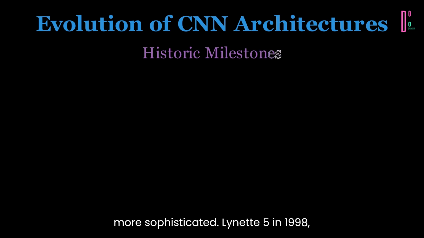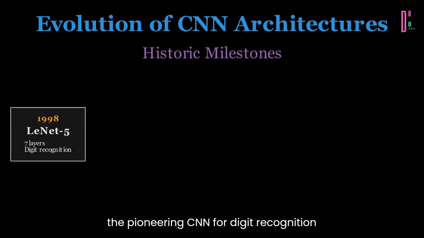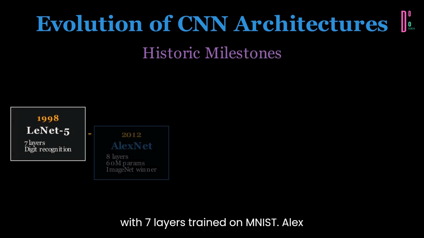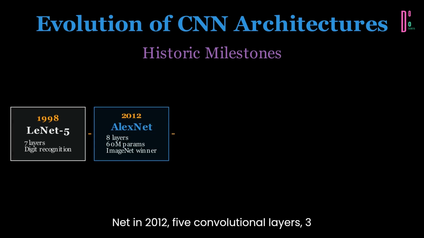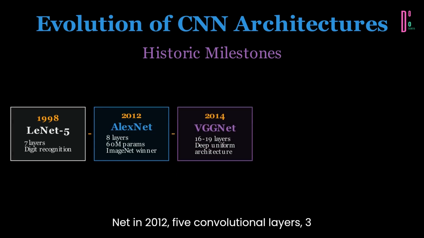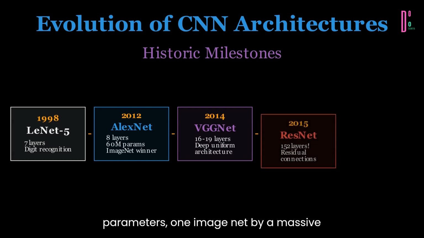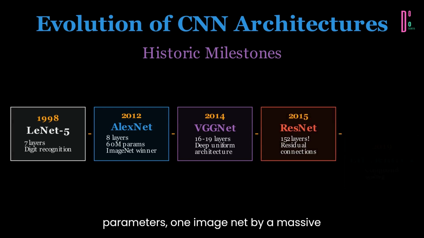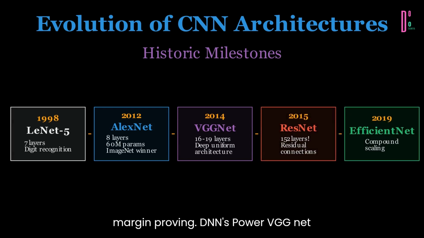LeNet-5 in 1998, the pioneering CNN for digit recognition with 7 layers trained on MNIST. AlexNet in 2012, 5 convolutional layers, 3 fully connected layers, 60 million parameters, won ImageNet by a massive margin, proving CNNs' power. VGGNet in 2014, very deep with 16 to 19 layers using only 3 by 3 filters.